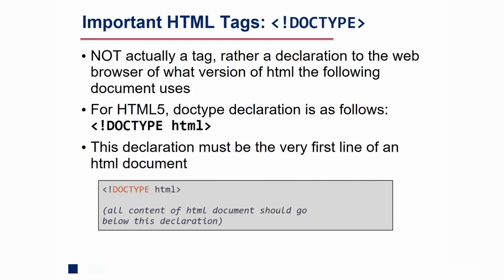So the first one is the doc type. It's not actually a tag, but rather tells the browser what type of version of HTML the content is. Nowadays, HTML5 is the most popular type, and so we would use this tag here, doc type HTML. This declaration must be the first line of any HTML document because it tells the browser what type of version or standard of HTML it's using.